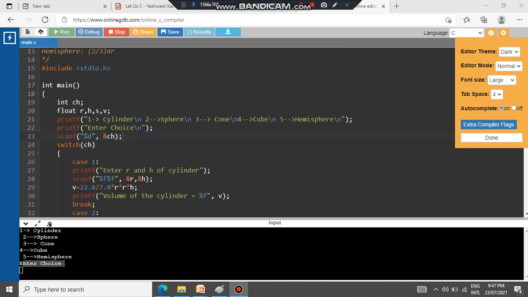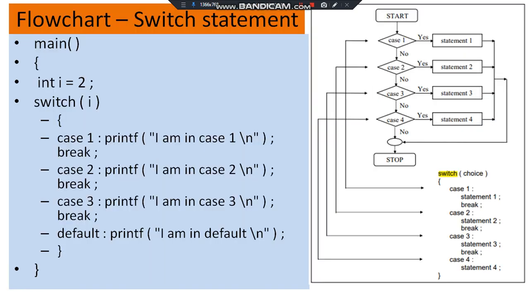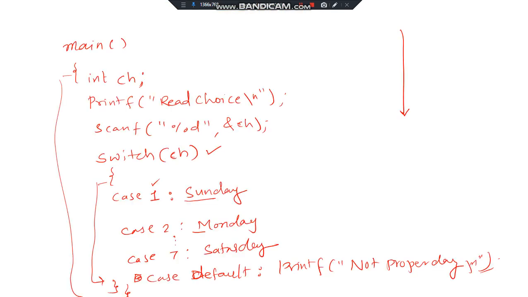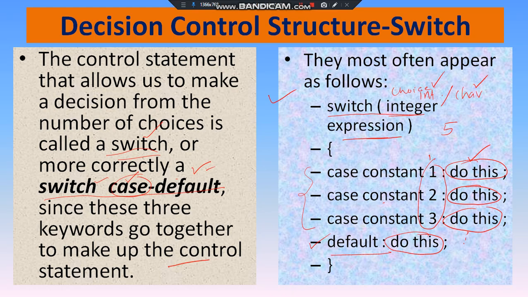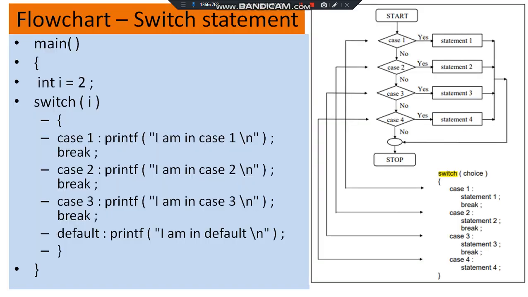Let us again go back to the slide discussion. We have seen the definition of the switch statement. We have seen one simple program of Sunday to Saturday. This can also be done for taking a number and printing the month of the year. If it is 1, then January, 2, then February, 8, then August, 12, then December. Anything else which is not between 1 to 12, default, please enter right choice. This is the flow chart.